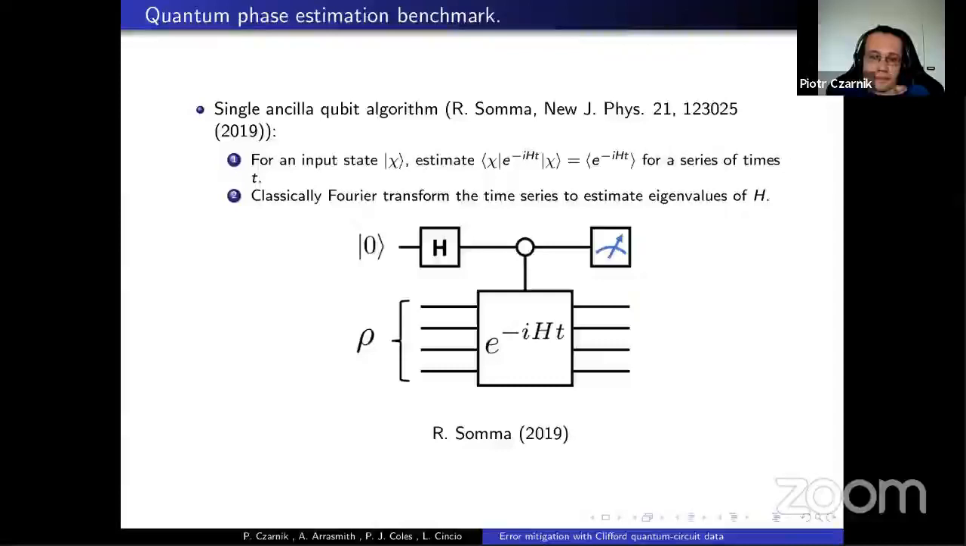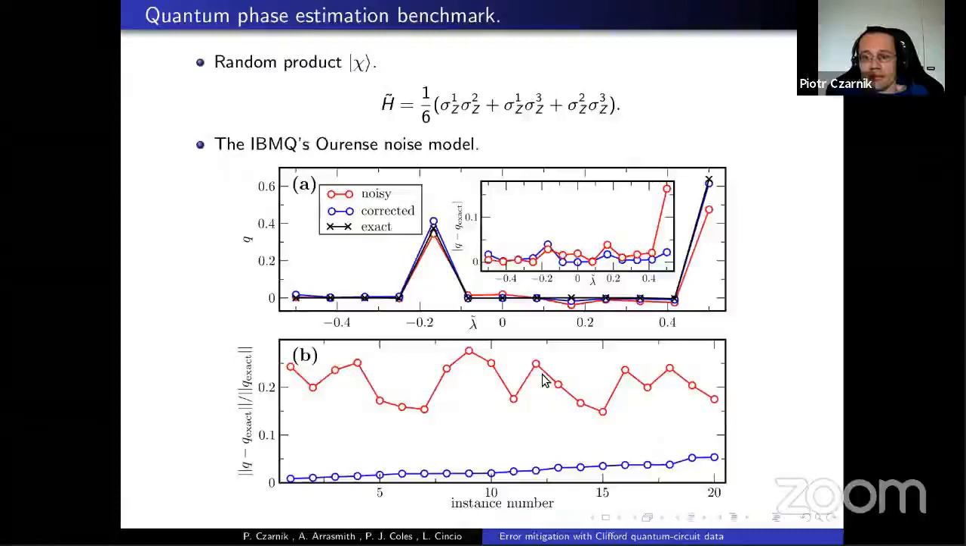The algorithm boils down to evaluation of the expectation value of the evolution operator for some series of times for a given Hamiltonian and for a given input state, and then classical post-processing is performed using these expectation values of the evolution operator. It is still quite a challenging algorithm for NISQ devices, as it requires one to perform a controlled exponent gate, which translates after compilation to a quite deep circuit. Because of the depth of the circuit required, we just looked into a simple problem, a 3-qubit Hamiltonian. To perform a benchmark, we consider random input states. They were product states.